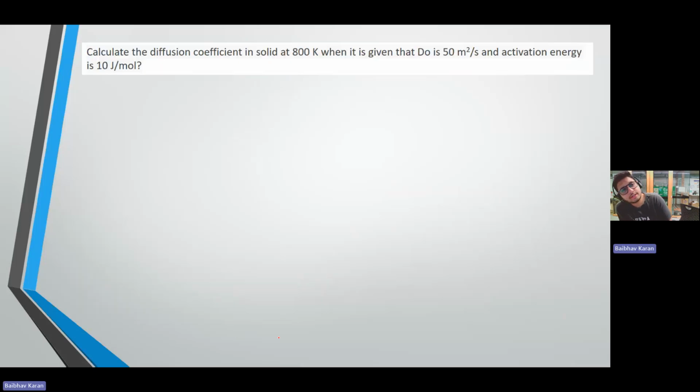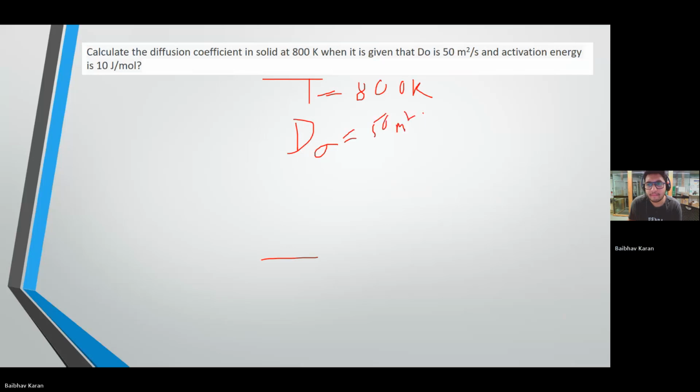And there is a question like: calculate the diffusion coefficient in a solid at temperature equal to 800. So the temperature given is 800 Kelvin. D naught is given as a value of 50 meter square per second, and activation energy EA is 10 joule.